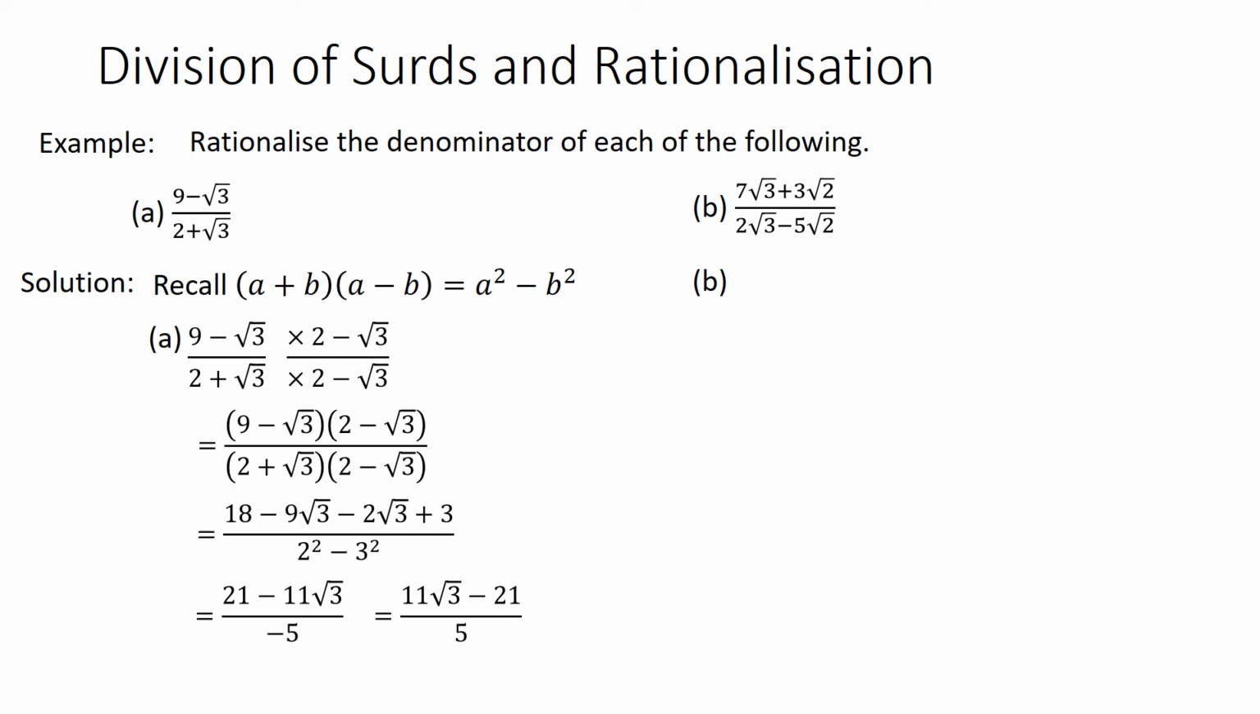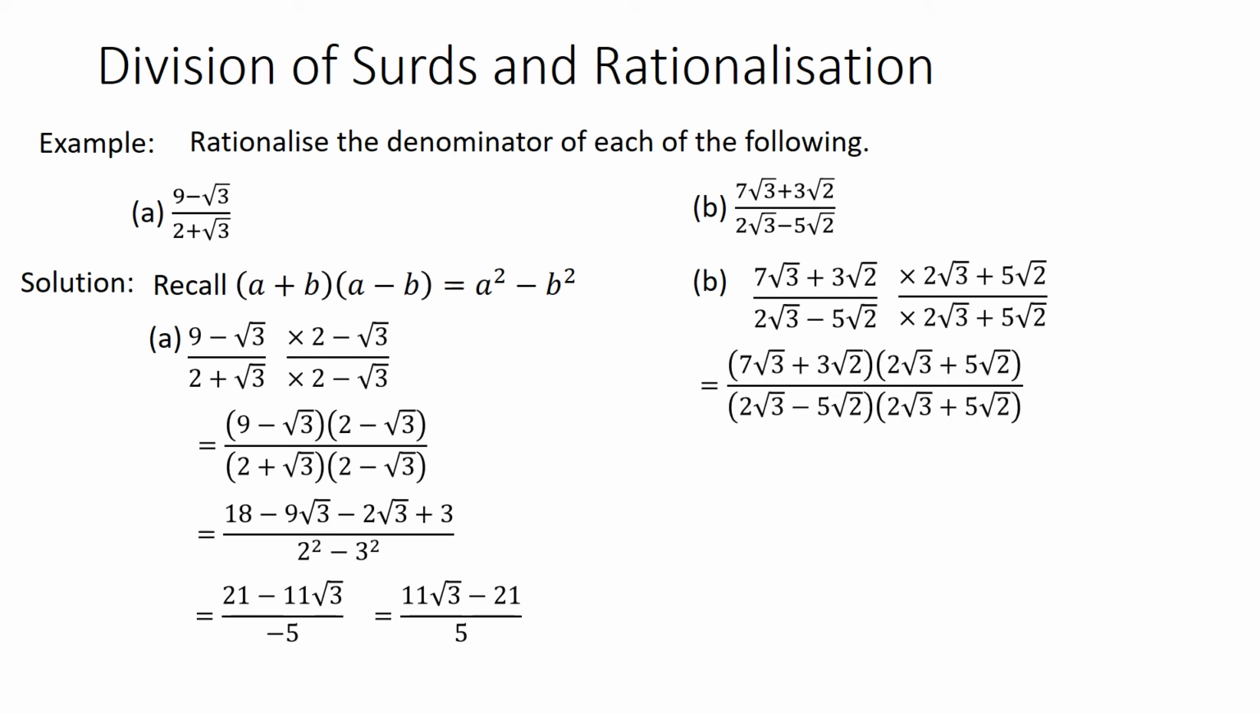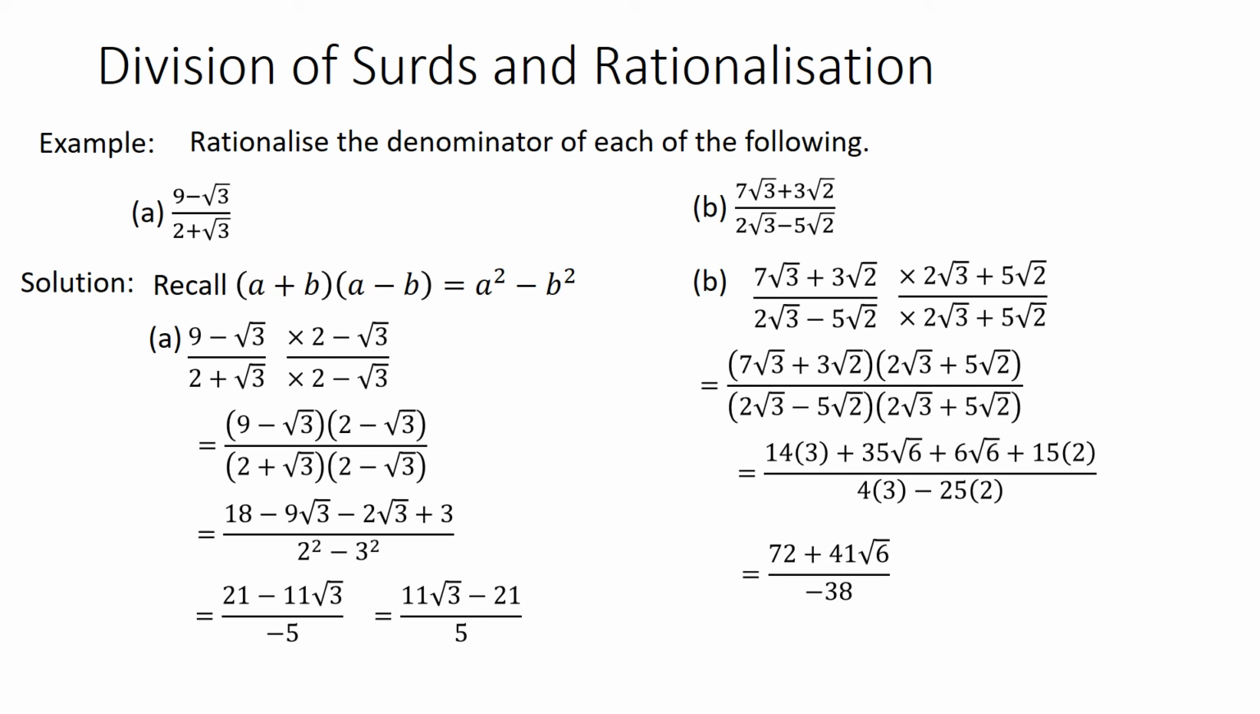For B, we can do the similar thing. We multiply 2 surd 3 plus 5 surd 2 for the top and the bottom. And this is what we get: 7 surd 3 plus 3 surd 2 times 2 surd 3 plus 5 surd 2 over 2 surd 3 minus 5 surd 2 times 2 surd 3 plus 5 surd 2. Next, we can open the bracket and simplify. The final answer will be negative 72 plus 41 surd 6 over 38.